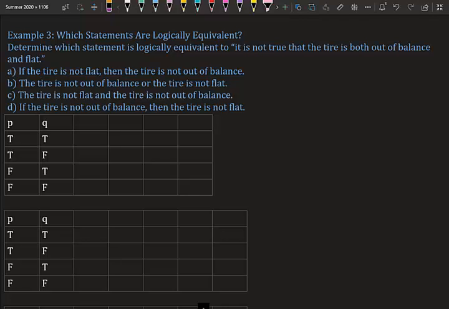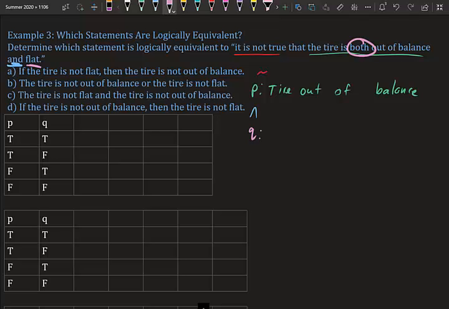Okay. So the first thing we want to do is take our original statement and determine P, Q, and if we have an R, and see what we have. It is not true, so we're negating the whole thing. Then we have the tire is both out of balance, so that's our P, the tire is out of balance. We have our connective of and. The tire is flat. Flat means the tire is flat because it says the word both. So our statement, written out, is negation, parentheses P and Q.